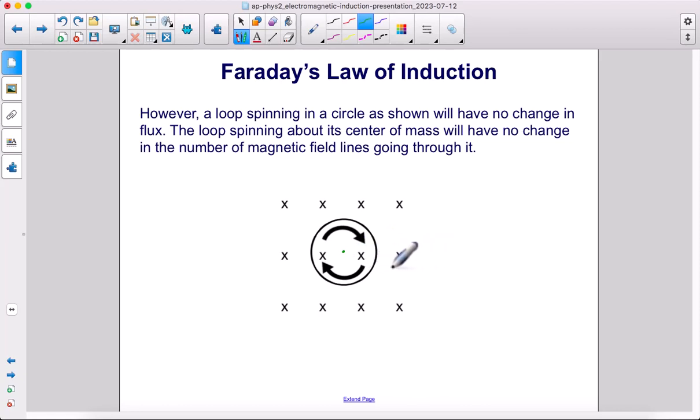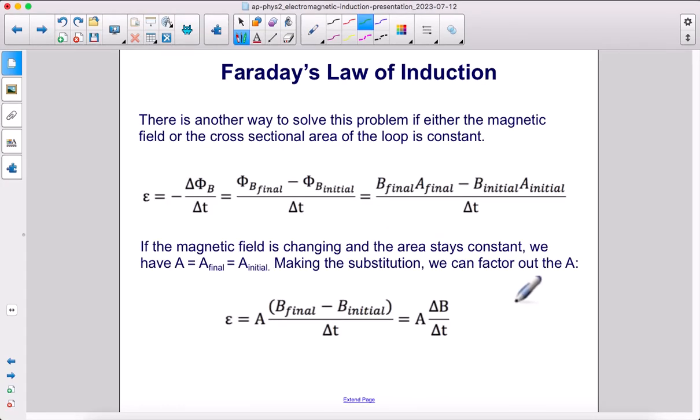There is another way to solve this problem if either the magnetic field or the cross-sectional area of the loop is constant. Remember, induced EMF is change in flux over time. Change in flux is final flux minus initial flux. That's still all just divided by time. What is flux but B times A? And in this case, we're assuming that the loop is just going to be perpendicular to the field, so that's why we don't have cosine in here. So BA final minus BA initial.